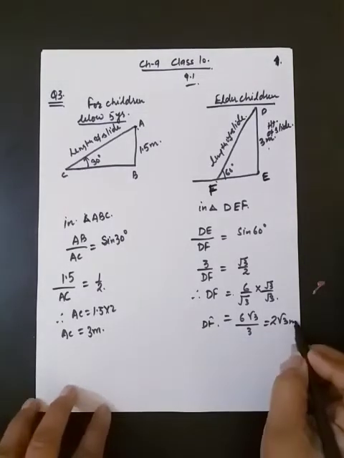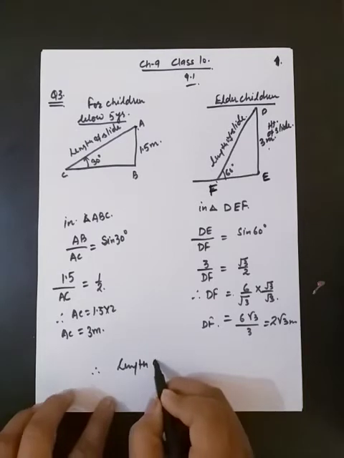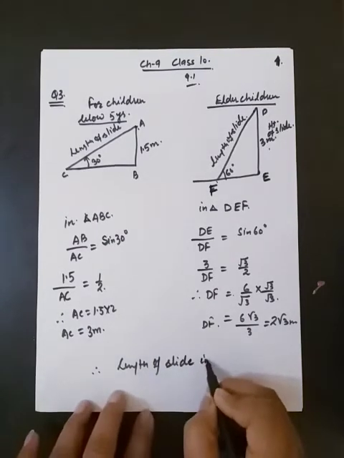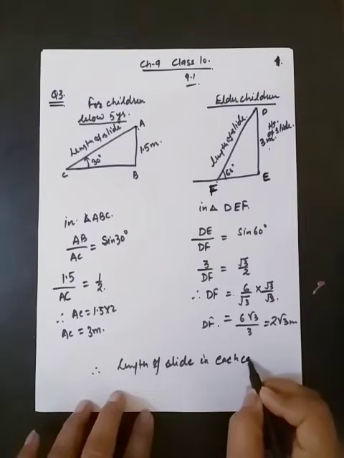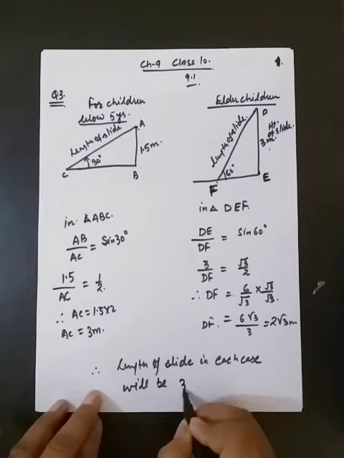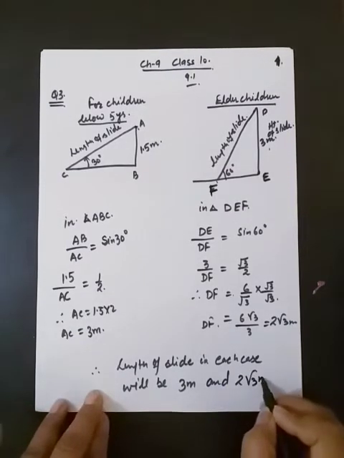So therefore the length of slide in each case will be 3 meter and 2 root 3 meter.